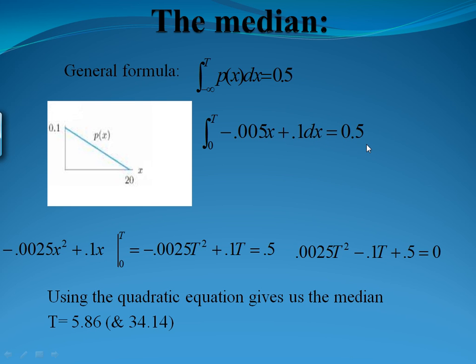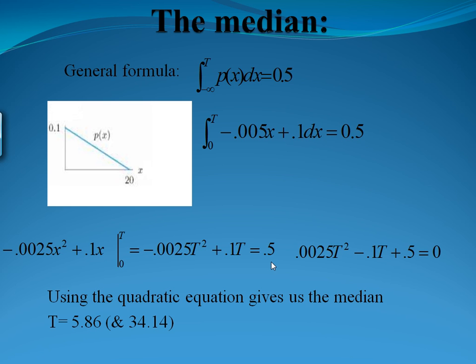When we find the general antiderivative, we are going to get negative 0.0025x squared plus 0.1x from 0 to t. Plugging in the capital T, we get negative 0.0025 t squared plus 0.1 t, and then we'll have minus 0, so we don't need to write that, and we want to know when that equals 0.5.